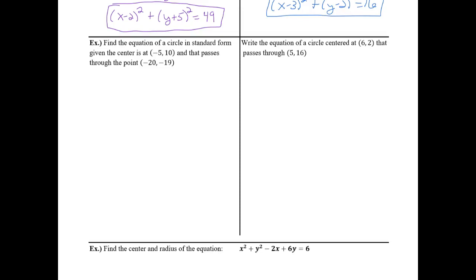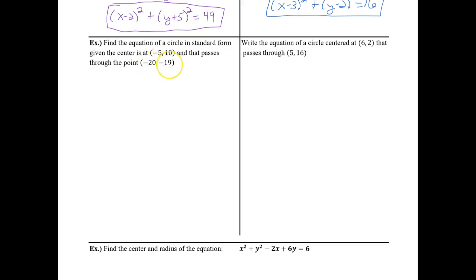In this video, we are going to be talking about how to find the equation of a circle in standard form given the center and a point that is on the circle. So, to do this, we need three things to be able to write the equation. We need h, k, and r. We have h and k. What we don't have is r.